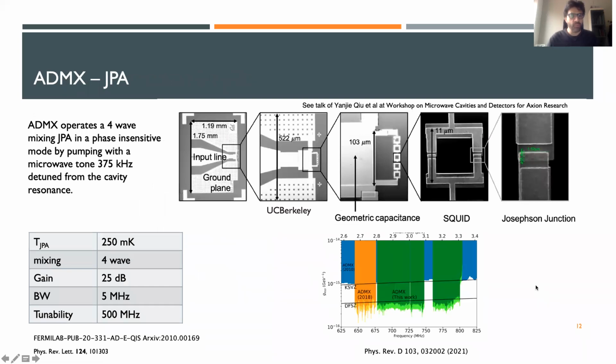So ADMX soon moved to a Josephson parametric amplifier. You see pictures here. It is composed of a series of 5 DC SQUIDs, and it is a four-wave mixing amplifier with a gain of 25 dB, 5 megahertz bandwidth, and quite a large tunability of about 500 megahertz. And you see in this picture below, in orange the result obtained by the experiment with the MSA SQUID, and in green the results obtained with the JPA. You see that in this range of frequency, they go down with the sensitivity, excluding essentially in all the QCD band the axion existence in this region.